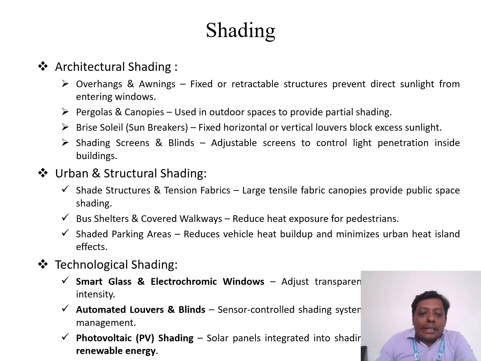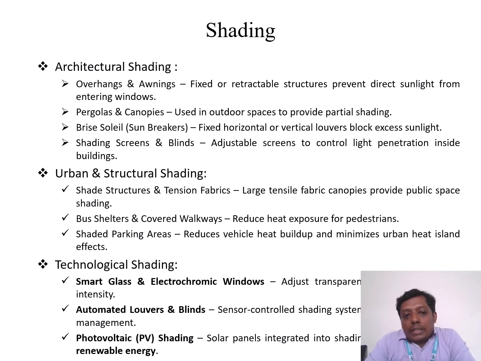Architectural shading is nothing but overhangs. From a building point of view, overhangs and eaves, fixed or retractable structures, prevent direct sunlight from entering windows. Pergolas are used in outdoor spaces to provide partial shading. Then sun breakers, mainly fixed horizontal or vertical fins blocking excess sunlight. Shading screens are adjustable screens to control light penetration inside the buildings. So these are some architectural shading.